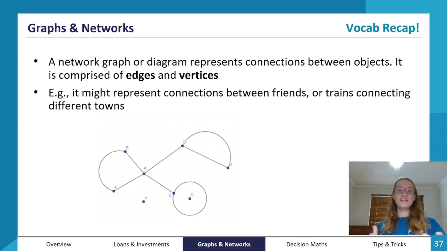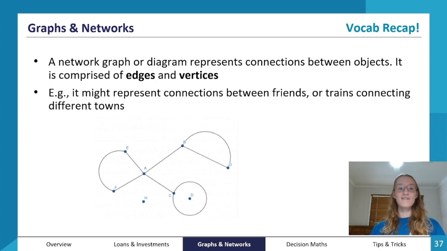So loans and investments, which is topic 1, are generally very formula heavy. I gave your brain so many different formulas to think about when we covered that. Graphs and networks is a little bit different. It's not so much formulas, it's more like definitions and understandings. So that works better for some people and that's trickier for some people. Whichever way that is, we're gonna get into it.